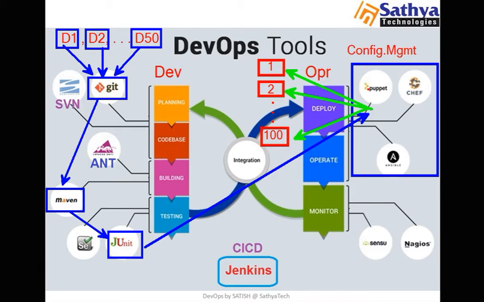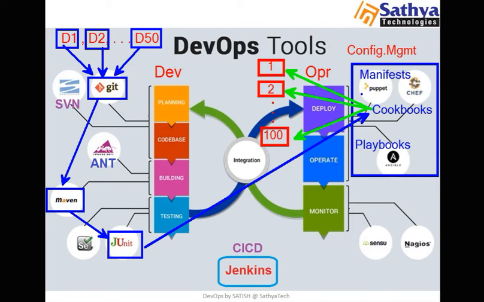Here every CM tool will have its own scripts. Puppet scripts, I will call them manifests. And Chef will have its own scripts, which I'll call cookbooks. And if you go for Ansible, Ansible scripts we can call playbooks. So every CM tool will use its own scripts: the Puppet scripts like manifests, the Chef scripts like cookbooks, and Ansible scripts like playbooks.